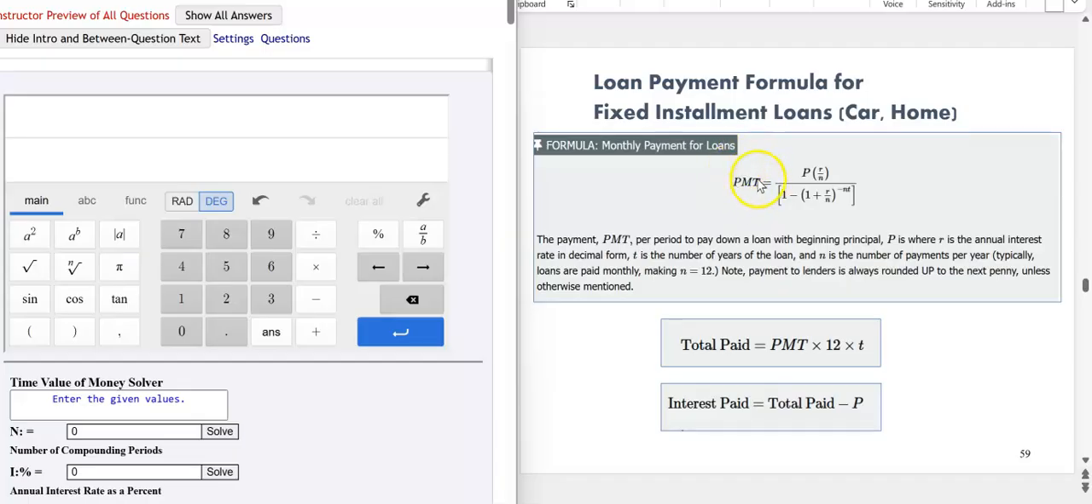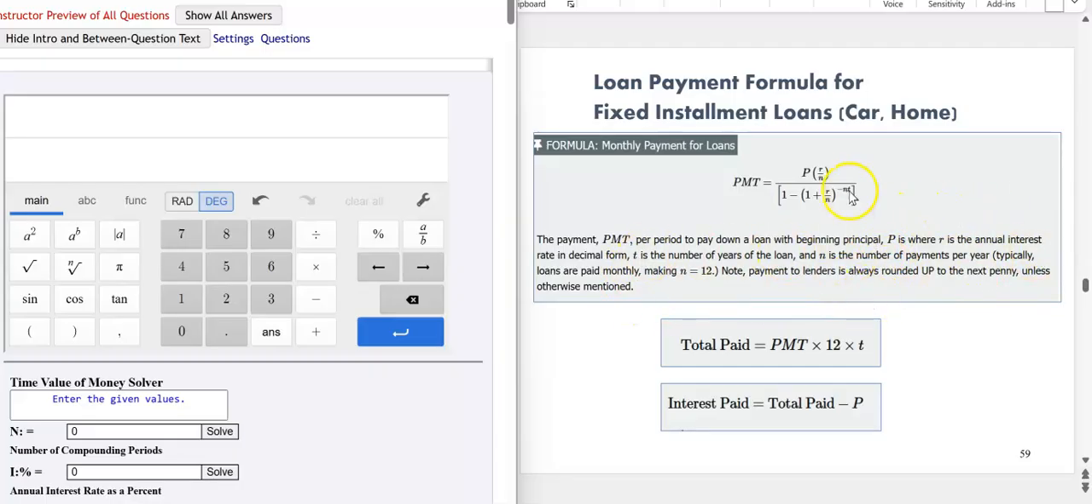PMT represents monthly payment. When you get a loan from the bank or any lending institution, you have to pay the bank, usually monthly. It depends on your loan term. How long is your loan term going to be? You pay that many years.